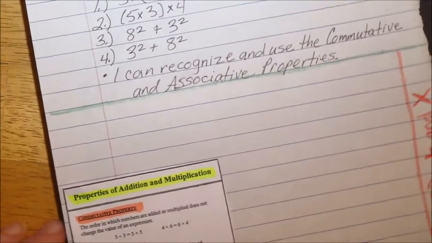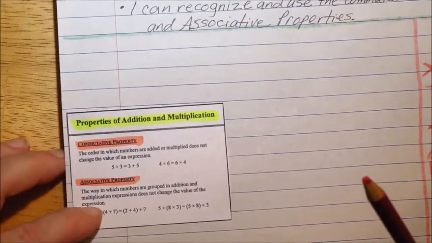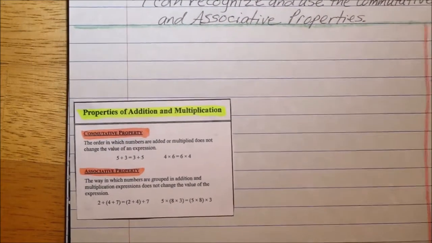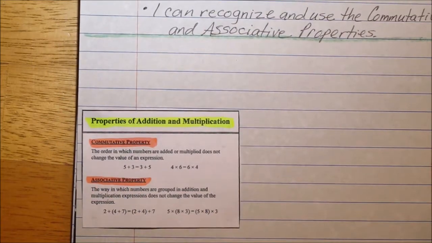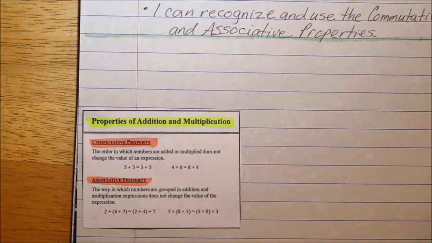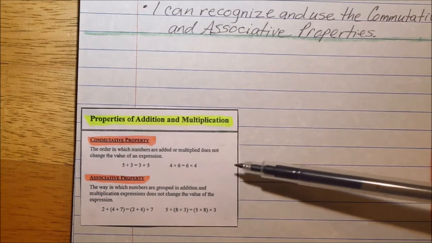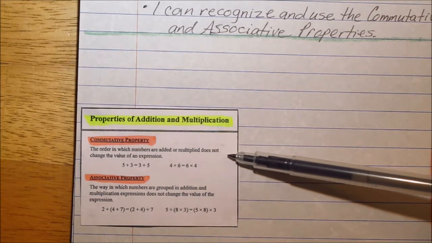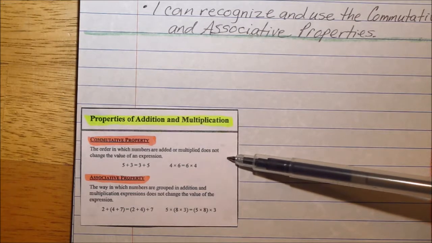Now, here's where we go back and I'll explain to you what these two properties we're talking about mean. The first one here in the notes is the commutative property. And it says in the notes, I know sometimes this tiny little writing doesn't come up on video very well, so I like to at least read it. It says, the order in which numbers are added or multiplied does not change the value of an expression.